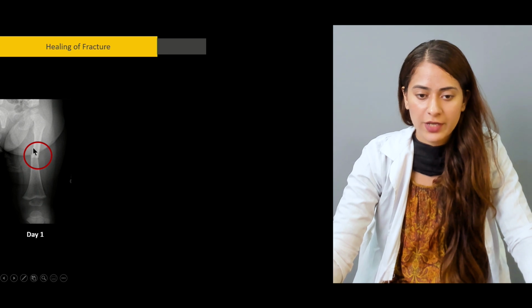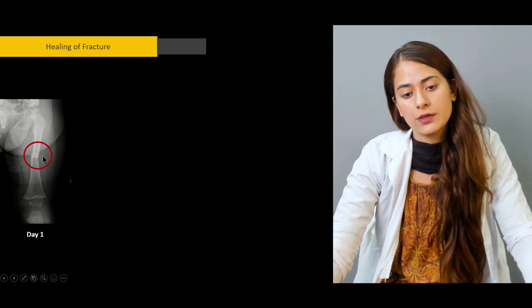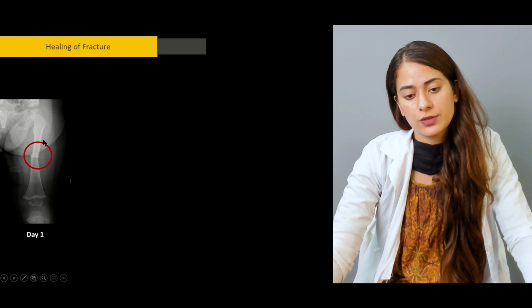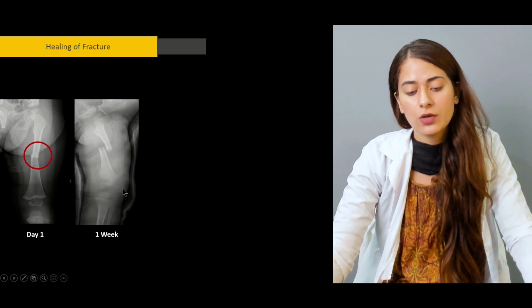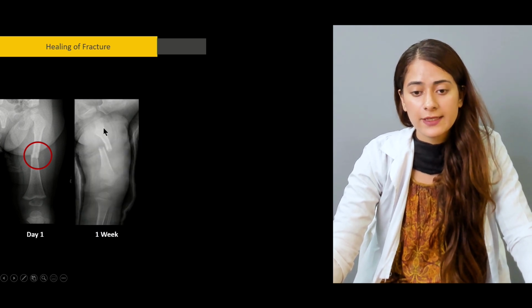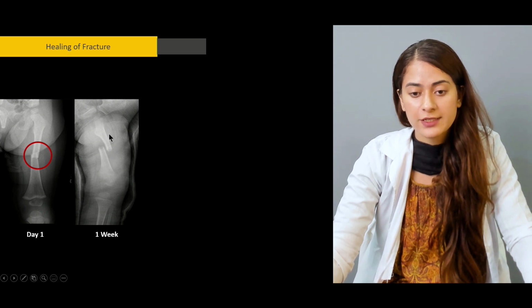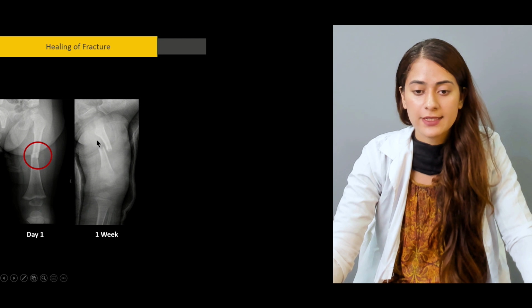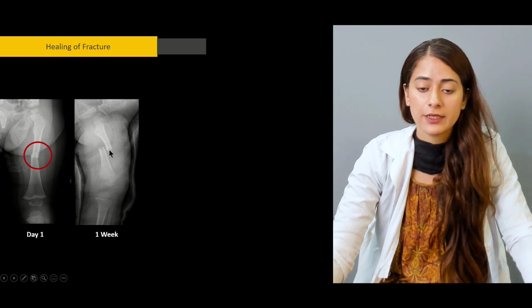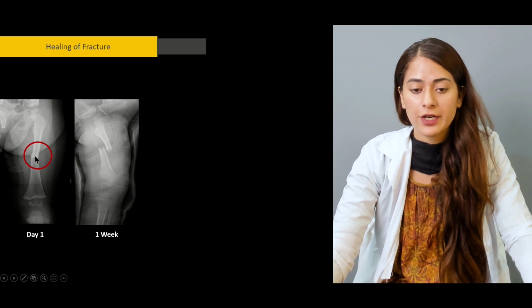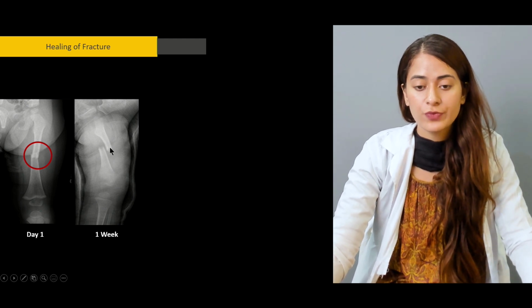So this is why this overlapping is visible here. See, this part of the bone has been displaced anteriorly, and this part of the bone has been displaced posteriorly, and that is why in this view they are seen overlapping, right?